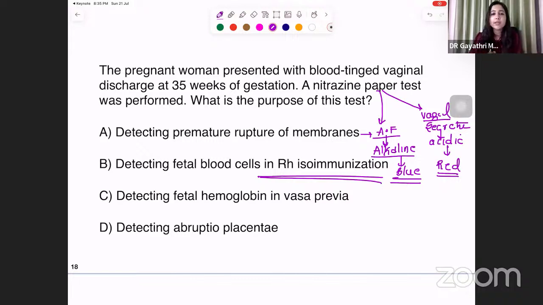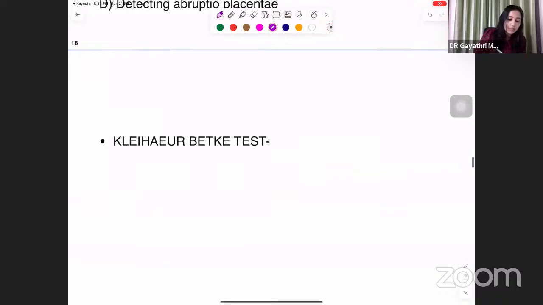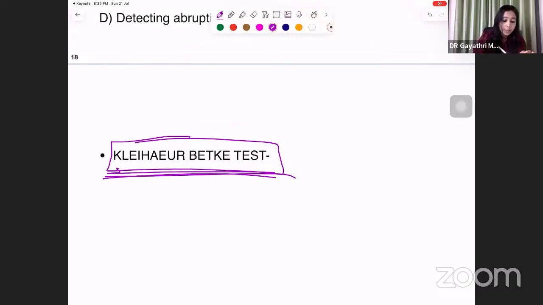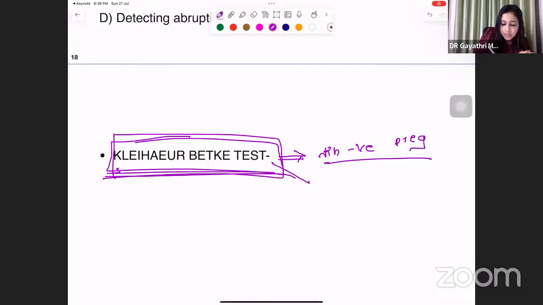Yes. So what is the test that we do in Rh isoimmunization? That test is the Kleihauer-Betke test. This is the test that we do for detecting fetal RBCs in Rh isoimmunization. So again, in this test, basically you are adding an acid medium to it, with which you will understand that the fetal RBCs, which are resistant to any form of denaturation, will retain their color. The important point that you have to know is that the Kleihauer-Betke test is used in Rh negative pregnancy to detect Rh immunization.